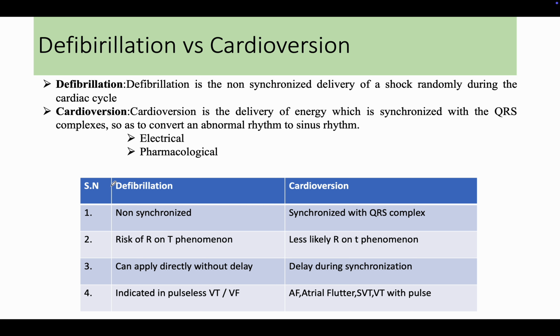Electrical cardioversion is done by the defibrillator, and for pharmacological cardioversion there are pharmacological agents. So the basic difference is shown in this figure. This is also very important for the board exam. Defibrillation is non-synchronized, while cardioversion is synchronized with the QRS complex. If it is non-synchronized, there might be a risk of the R-on-T phenomenon, which can lead to VT or VF. Cardioversion is less likely to cause the R-on-T phenomenon, as it is synchronized, but there might be a delay during synchronization. Defibrillation is indicated in pulseless VT and VF. Cardioversion is indicated in AF, atrial flutter, supraventricular tachycardia, and ventricular tachycardia with a pulse.